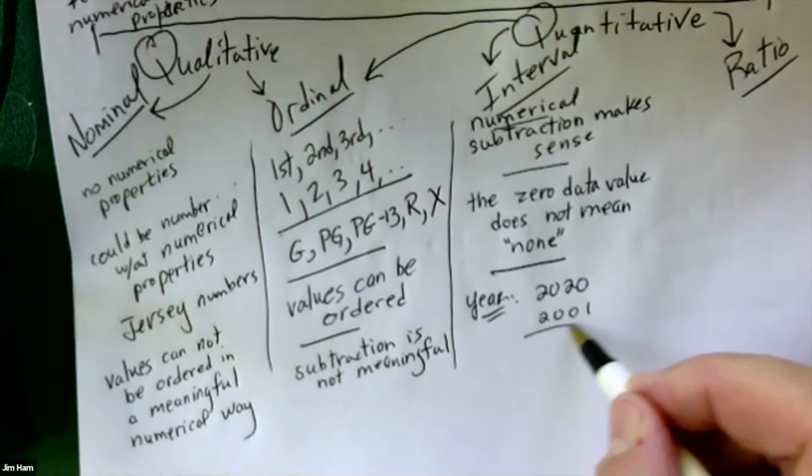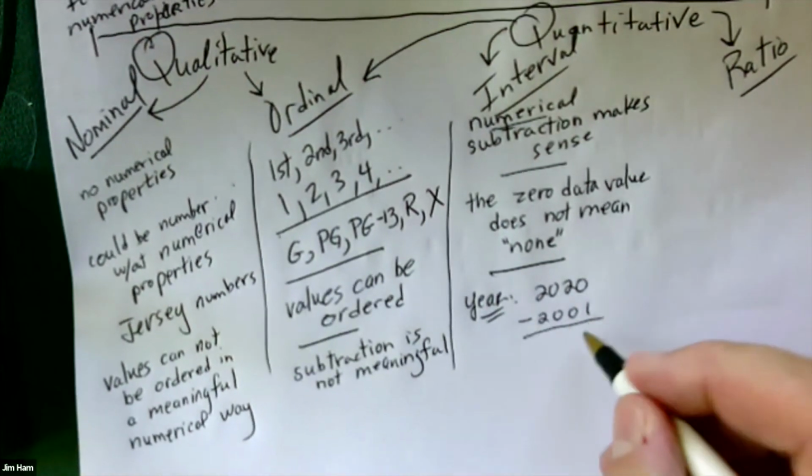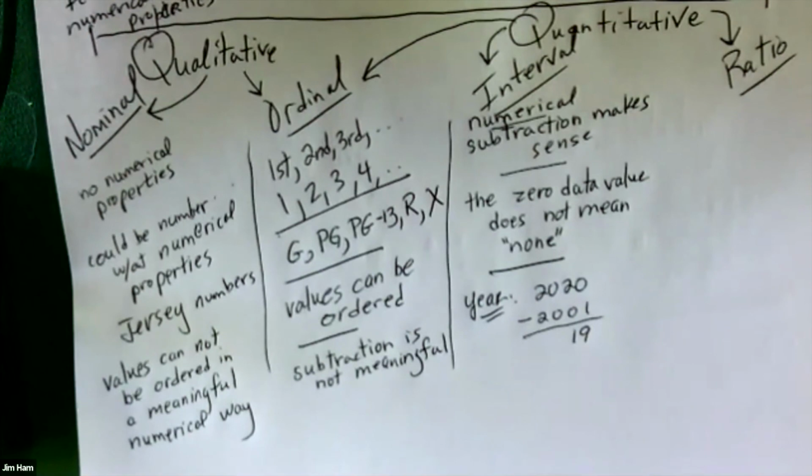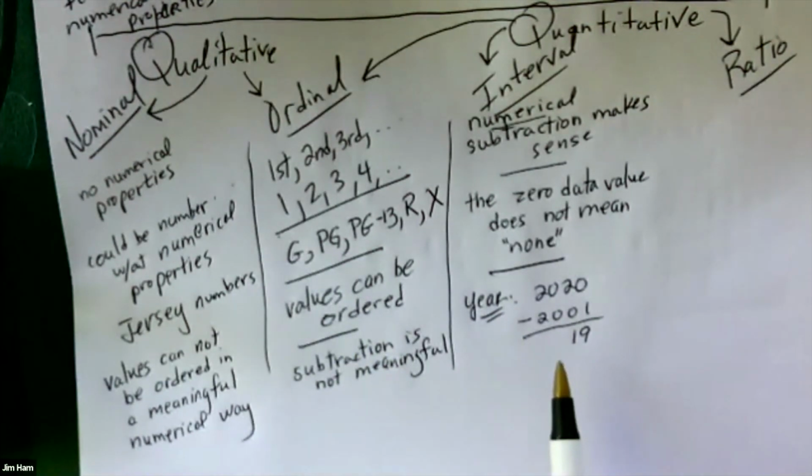And in fact, we can do subtraction, right? If we do subtraction here, that's exactly how we figure out our age. We take the current year and subtract the year we were born, and then we get our age. So subtraction is meaningful here. Not meaningful for the ordinal level variables, meaningful for the interval level variables.